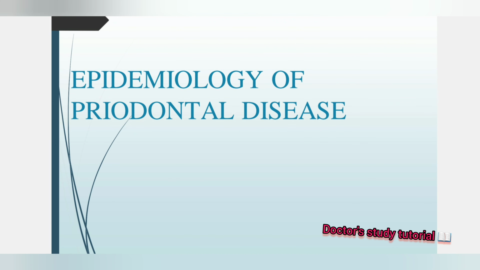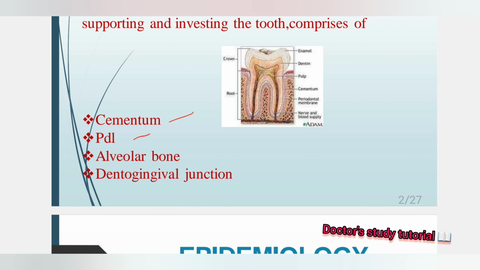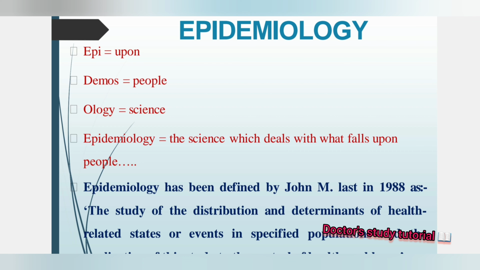Our today's topic is epidemiology of periodontal disease. So let's start it. The periodontium, defined as those tissues supporting and investing the tooth, comprises cementum, periodontal ligament, alveolar bone, and dentogingival junction. Then we have to know what is epidemiology.